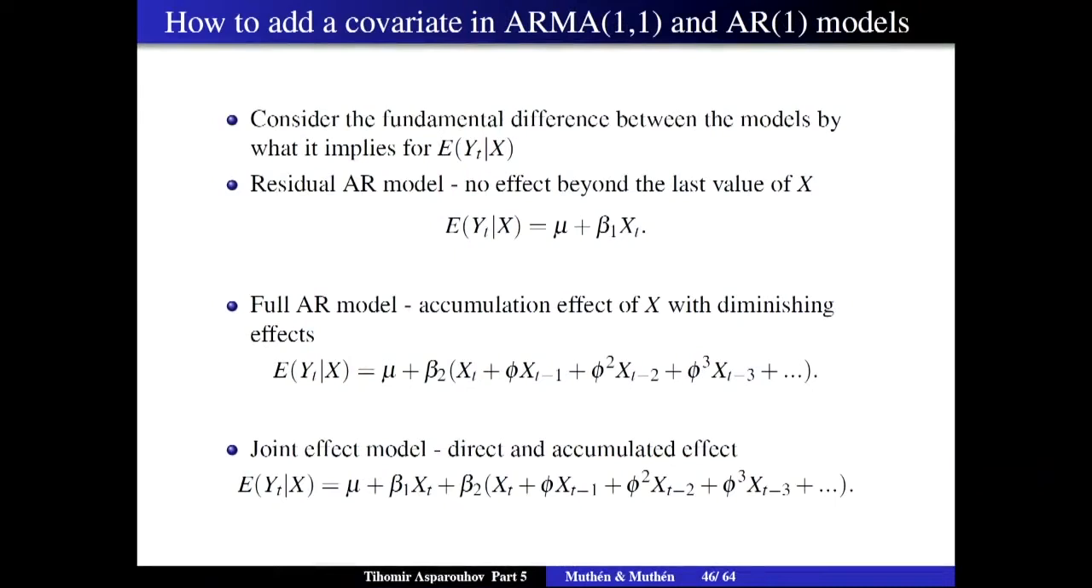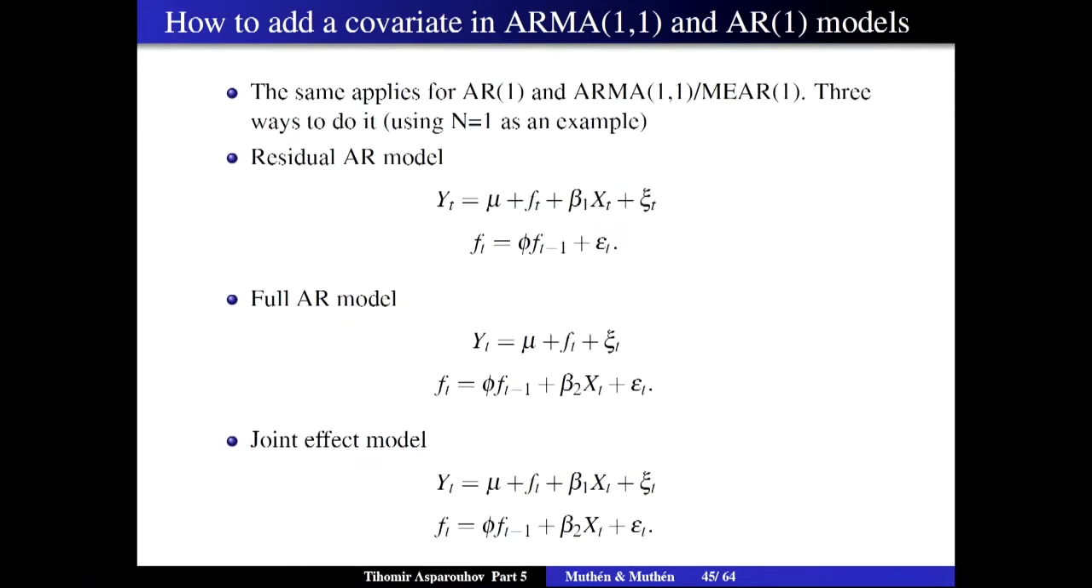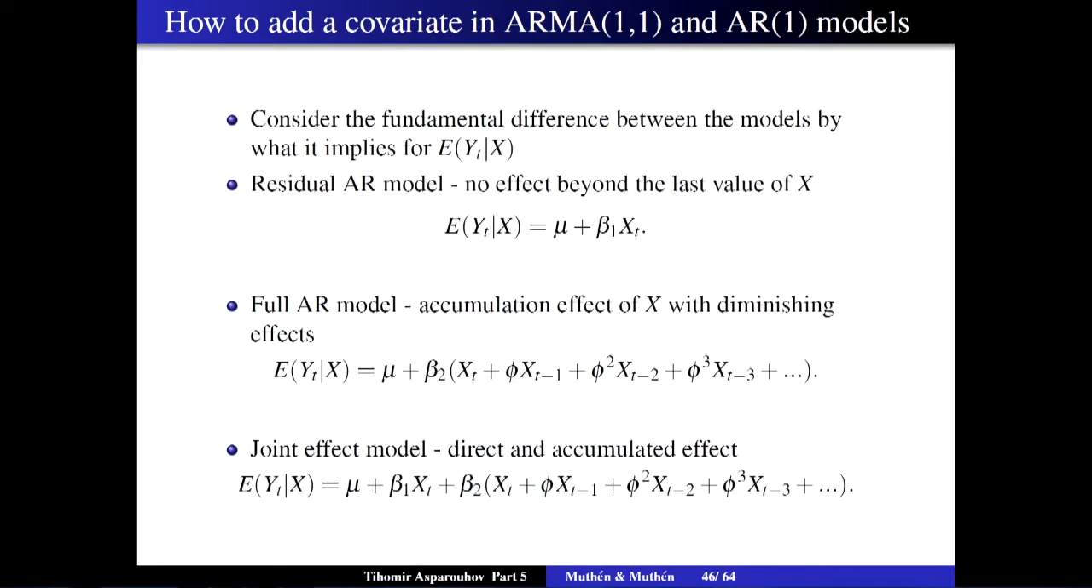Okay, so these are the 3 models, and to understand a little about how they differ, we're going to consider the implications for the expected value of the dependent variable given the covariate. In the residual AR model, the expression is very simple. The mean of this process is 0, so the expected value of y given x is just mu plus beta x_t, since the expected value of this is 0 and this is 0. That's the appeal of the residual AR1 model. This conditional expectation resembles the standard regression model much more, so it's very easy to interpret.